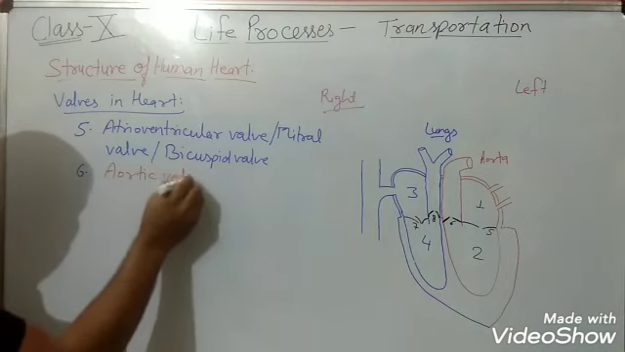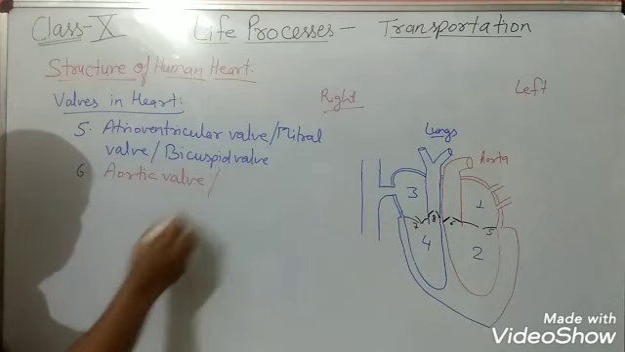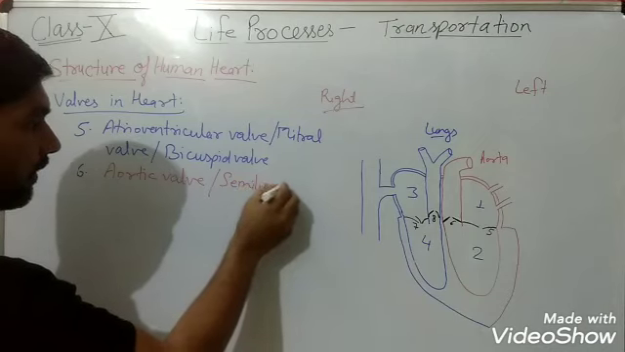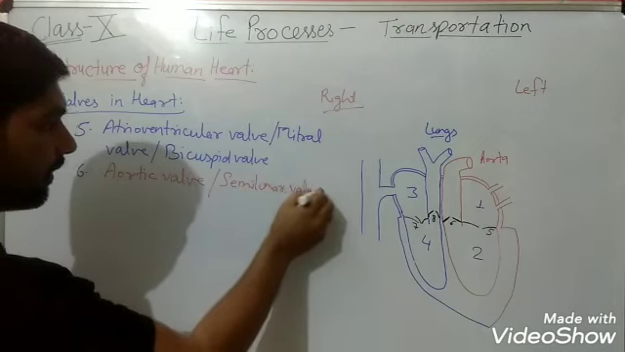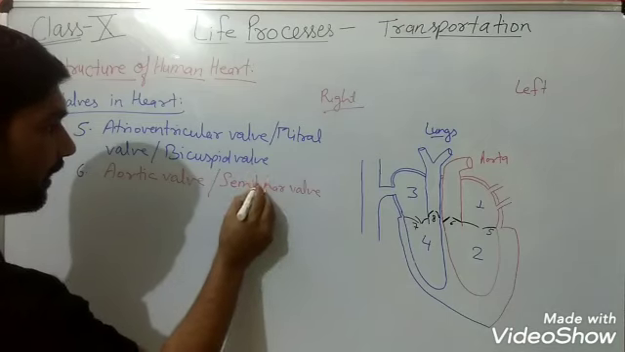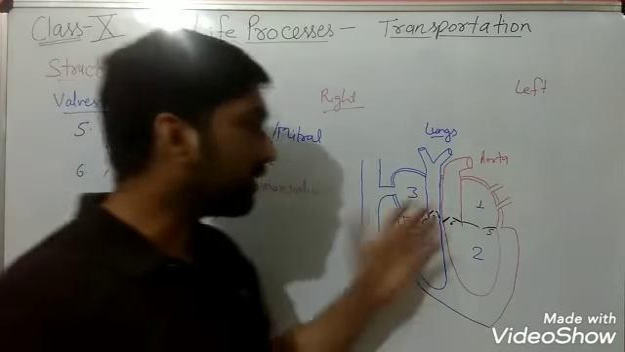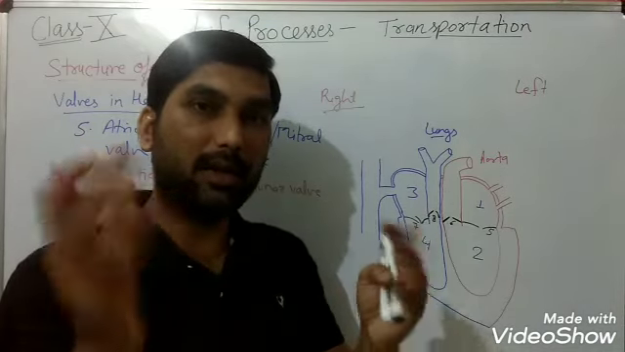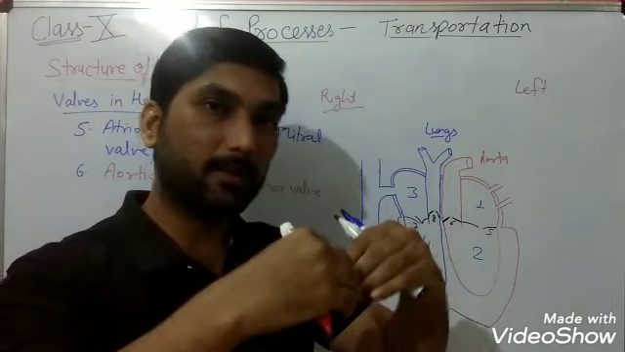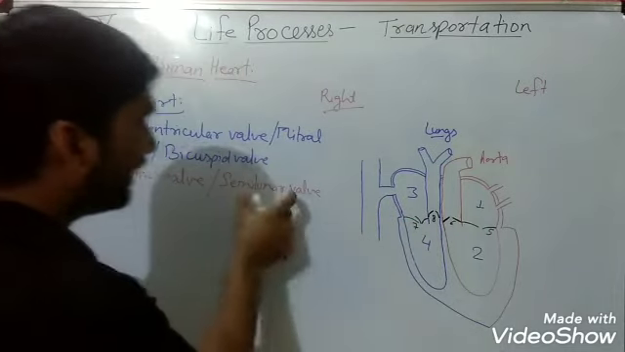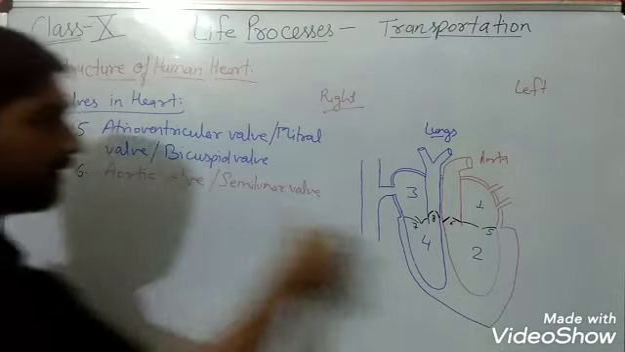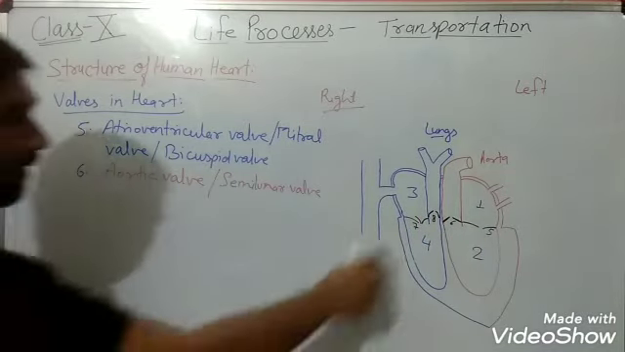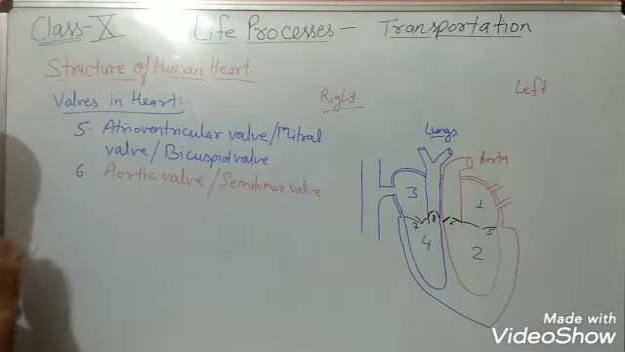aortic valve or semi-lunar valve. Semi-lunar, why? Because its structure is like a moon shape, like a half moon. So that's why it is also known as semi-lunar valve, and it is present in the aorta. So this is also known as aortic valve. Now next, number 7.